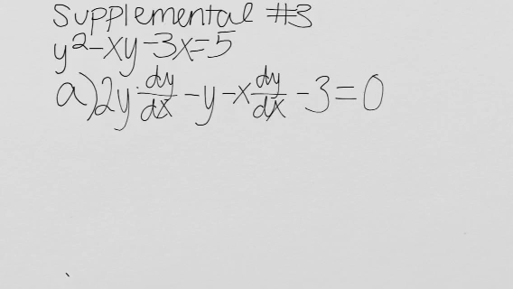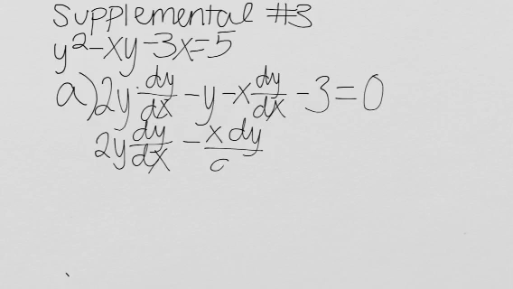So now that we have this, we can move some of the portions of the equation to the right side. So we'll leave the 2y. Anything with the dy/dx we can leave on the left side, so I'll leave the 2y dy/dx and x dy/dx on the left side, but I will move the 3 and the y over to this side, negative 3 and negative y.